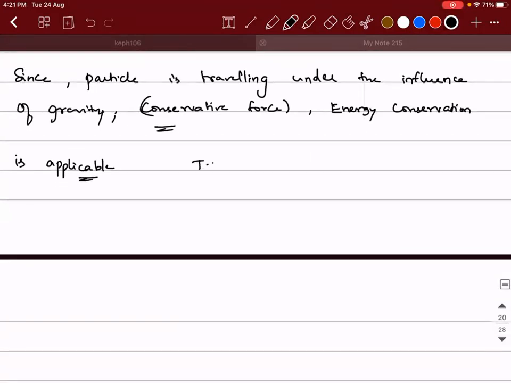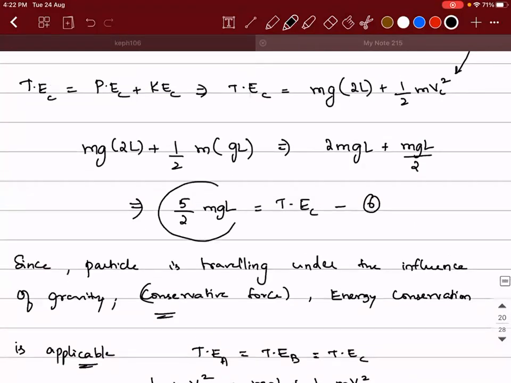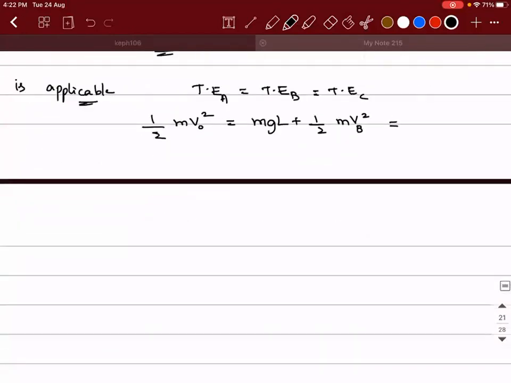So what can we say? Total energy at A is equal to the total energy at B is equal to the total energy at C. So what is the total energy at A, guys? Go revisit and see. It will be half m v naught square, is equal to the total energy at B, which is mgL plus half m vB square, which will be equal to the total energy at C. What is the total energy at C? It is 5/2 times mgL.